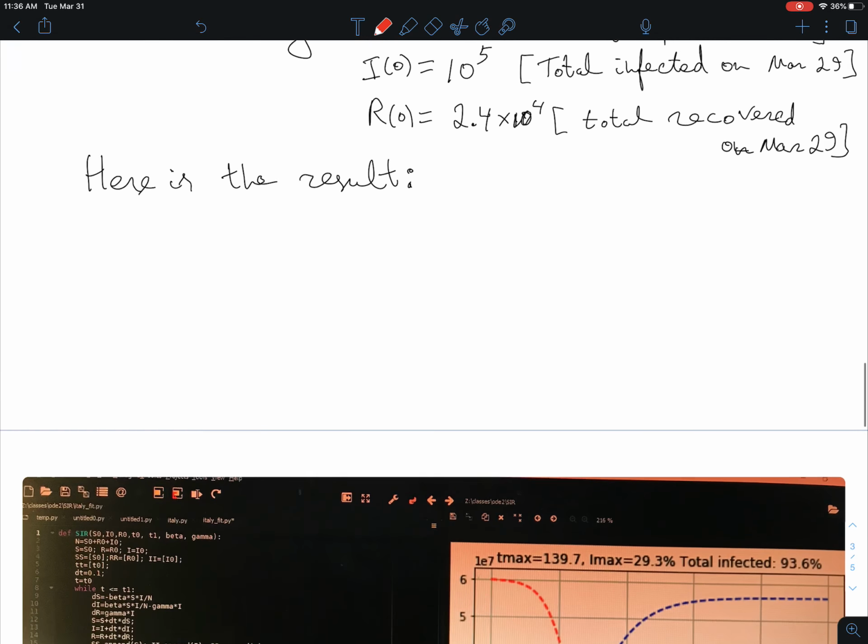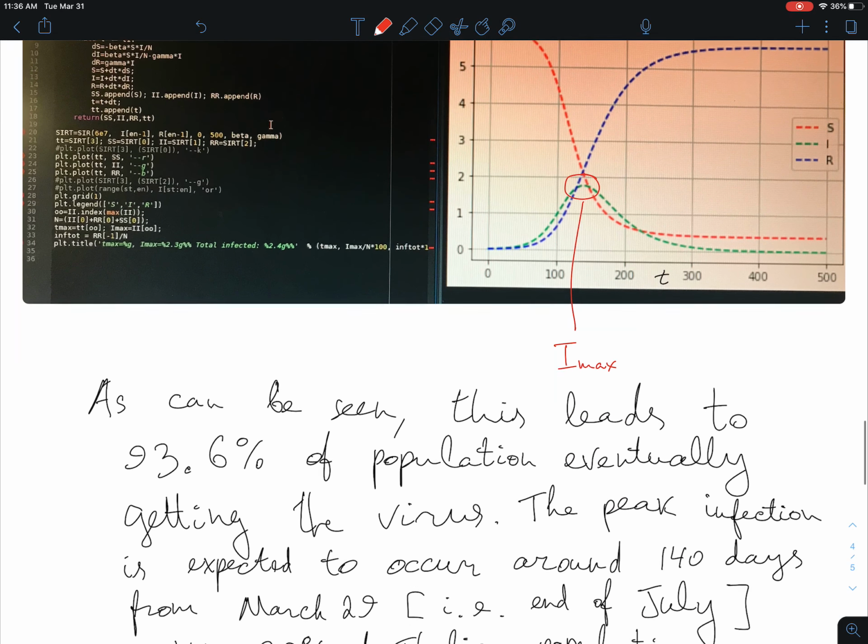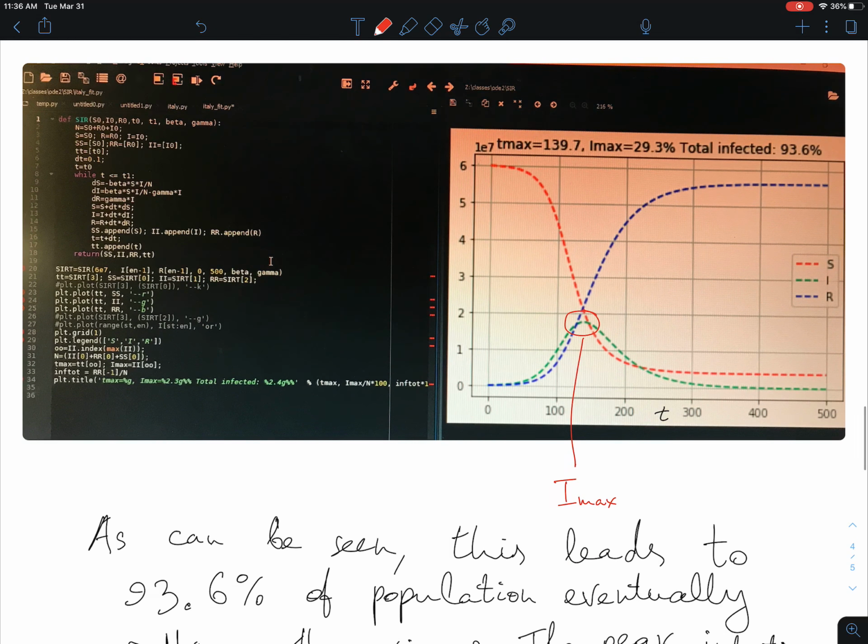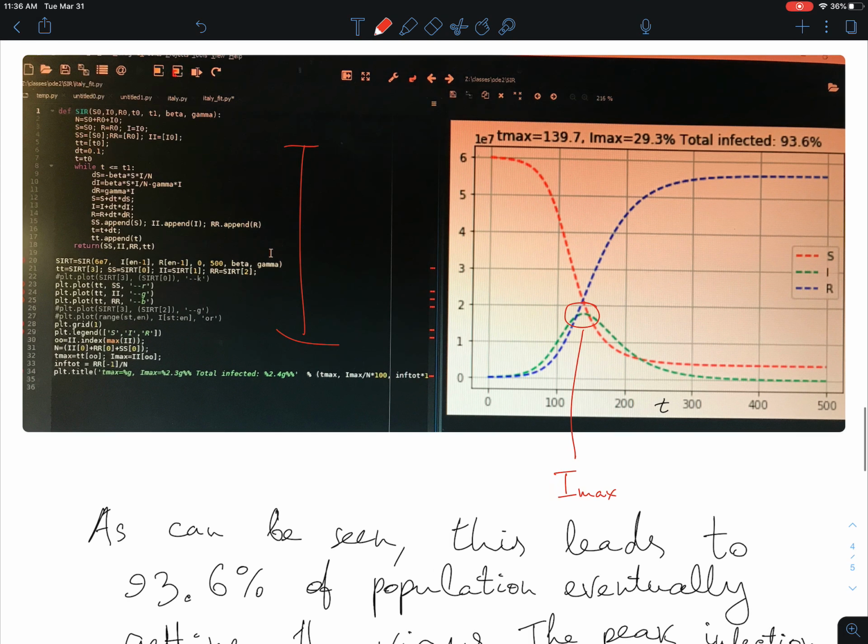So now that we've found gamma and beta, we can just run the simulation, and this is what we get. Here's some Python code to run the simulation. I'll put all this code online, so you can try it on your own and play around with different parameters. But essentially, this is what we get.